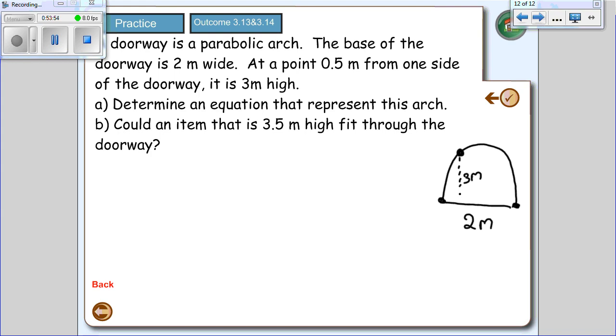Your x-intercepts. We have 2 x-intercepts where it hits the ground. So if you imagine that we have put this on a plane, you have 2 x-intercepts. This one is 0, comma 0, and this one is 2, comma 0.